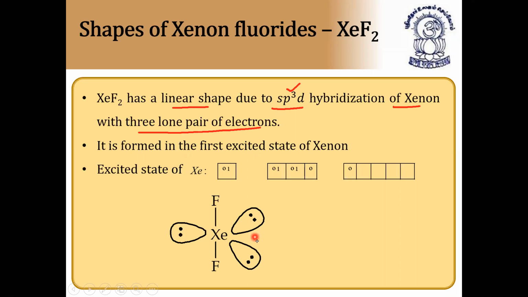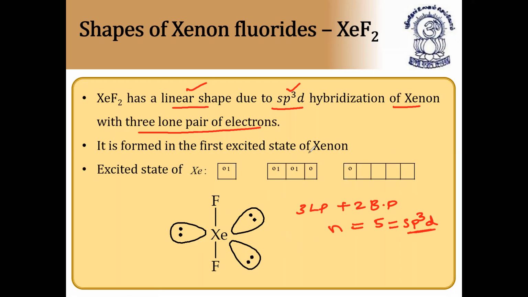So how many bond pairs does it have? 3 lone pairs and 2 bond pairs. Since it contains 3 lone pairs and 2 bond pairs, the n factor is equal to 5. As n factor is equal to 5, it undergoes sp3d hybridization. As it contains lone pairs of electrons, it has a linear shape. What shape does it have? Linear shape. I hope it is clear.